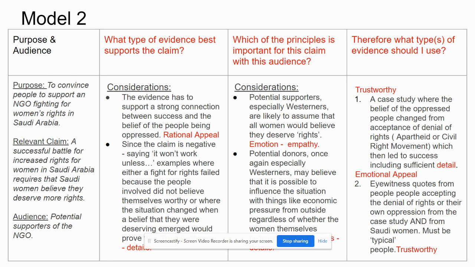So to make it trustworthy, we need a case study where perhaps the beliefs of the oppressed changed from acceptance of denial of rights to no, we're really going to fight this, we deserve these rights, and enough detail to prove that connection. Apartheid, the civil rights movement might work well there. Then some emotional appeal where we actually show that these people genuinely often accept the denial of rights or don't believe that in that situation they perhaps deserve to get those rights. For that emotional appeal, we need a very typical person in that situation to make it trustworthy and credible and create some empathy.